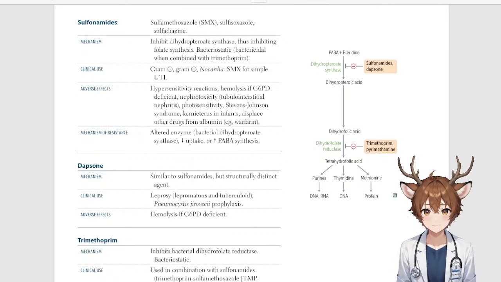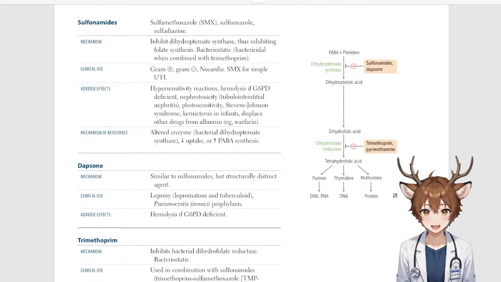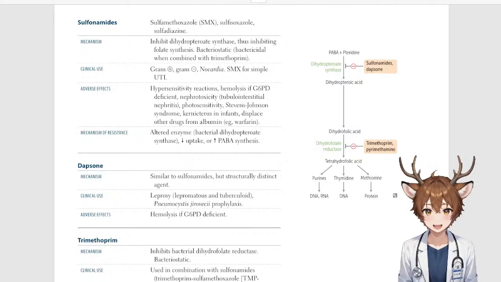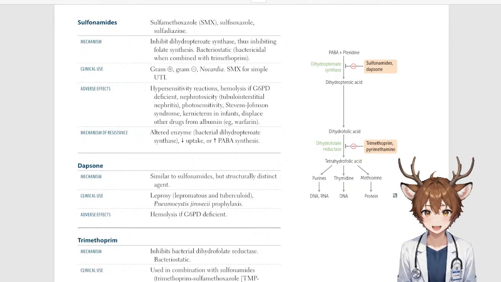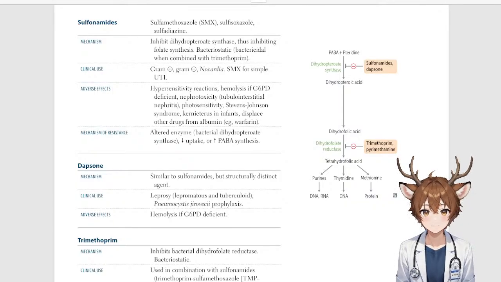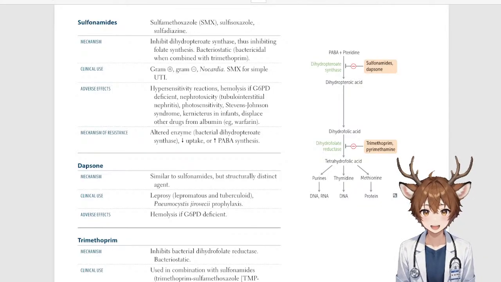Again, here's a pathway with PABA and pteridine via DHP synthase. Dihydropteroate synthase becomes dihydropteroic acid. That converts into dihydrofolic acid, and then via DHF reductase turns that DHF into THF, then THF helps you make proteins, DNA, and RNA. So if you mess with that, that's obviously extremely important, right? So just be aware of that.